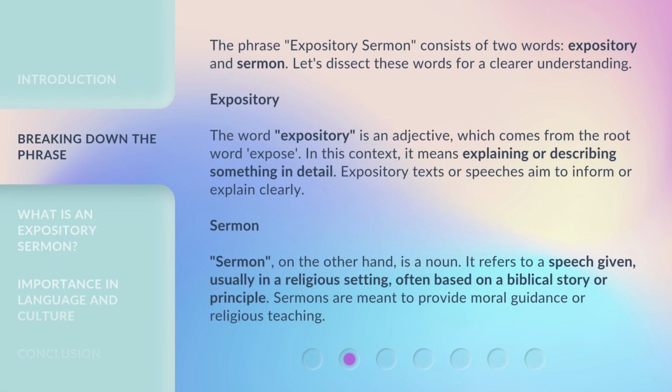The phrase, expository sermon, consists of two words, expository and sermon. Let's dissect these words for a clearer understanding. Expository. The word, expository, is an adjective, which comes from the root word, expose. In this context, it means explaining or describing something in detail. Expository texts or speeches aim to inform or explain clearly.